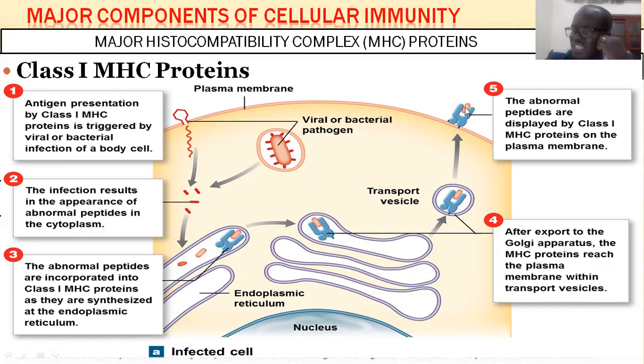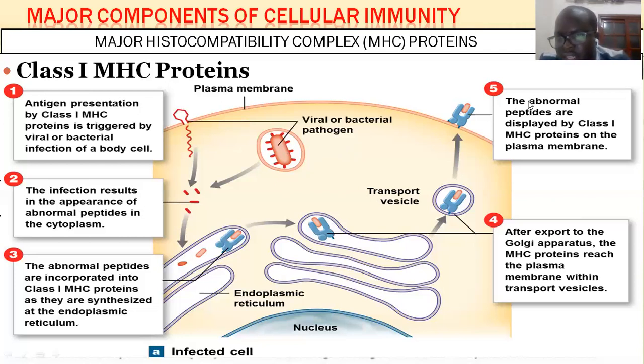So the cytotoxic T cells will be able to come and recognize this pathogen. Then it will know that this cell is infected with bacteria or a virus. Then it will produce other proteins that can attack this cell. That will result in apoptosis, or it will produce lymphotoxins and other complement proteins that can attack the infected cells to kill them.